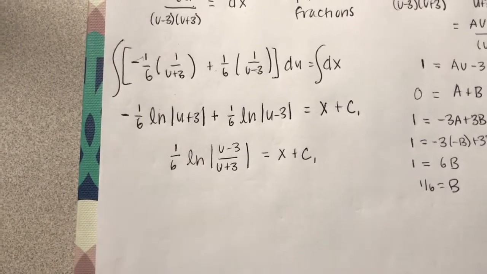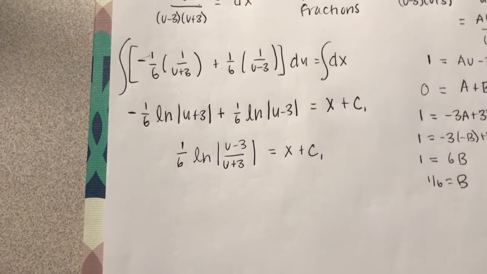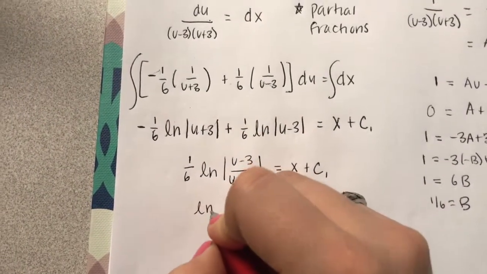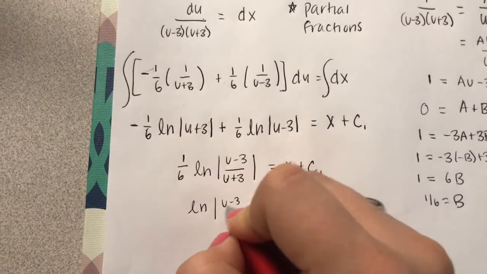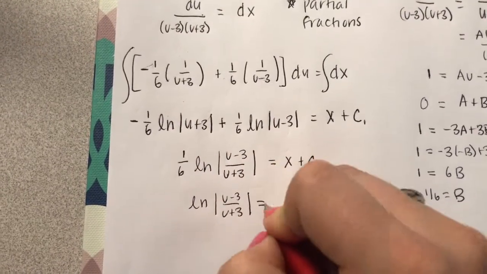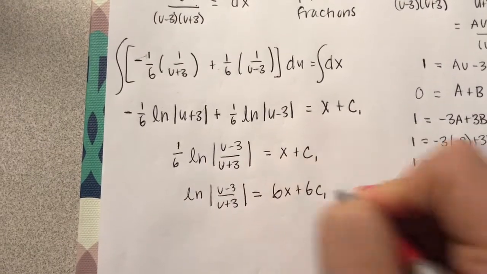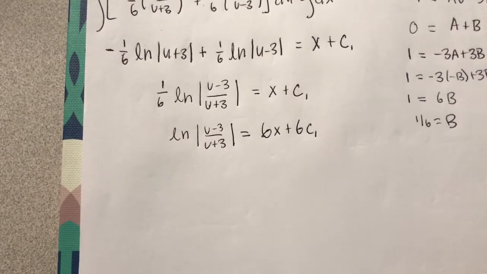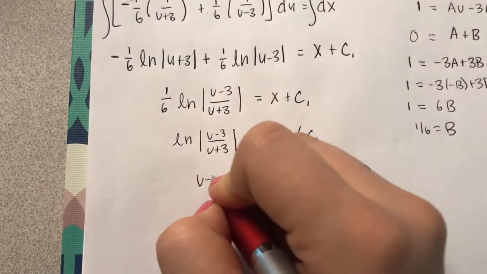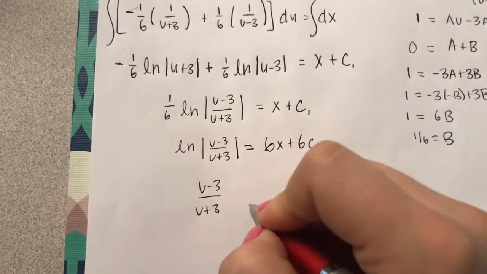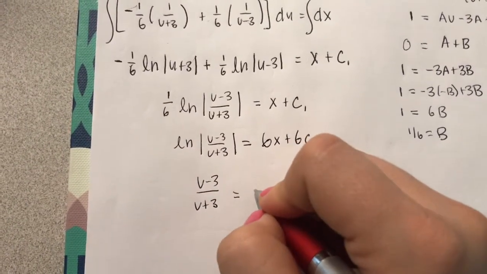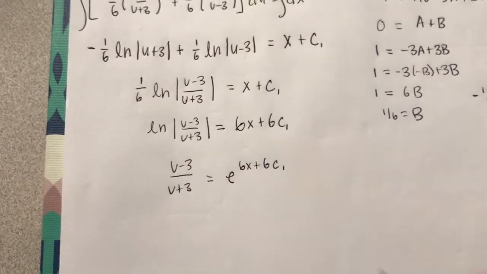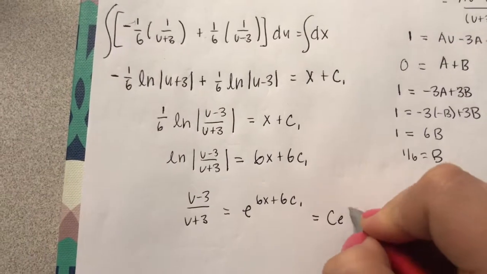From here, I'm going to try and simplify it and solve for u. So I need to multiply 6 to both sides to get rid of the 1/6. So I'm going to have the natural log of (u minus 3) over (u plus 3) equal to 6x plus 6c1 when I multiply by that 6 over. From here, I'm going to get rid of that natural log. So I'm left with (u minus 3) over (u plus 3) on the left, and then on the right, I'm going to do e to the 6x plus 6c1. And that can reduce to c e to the 6x.